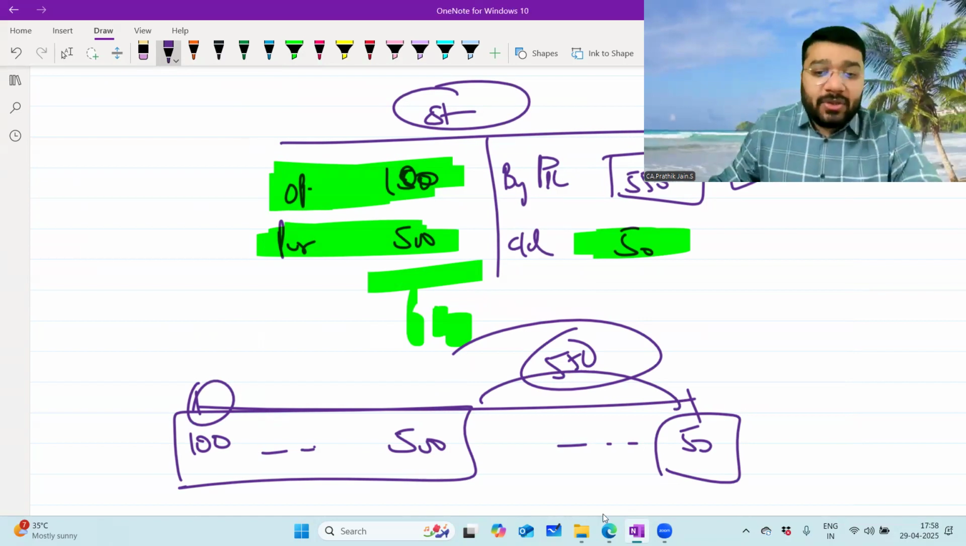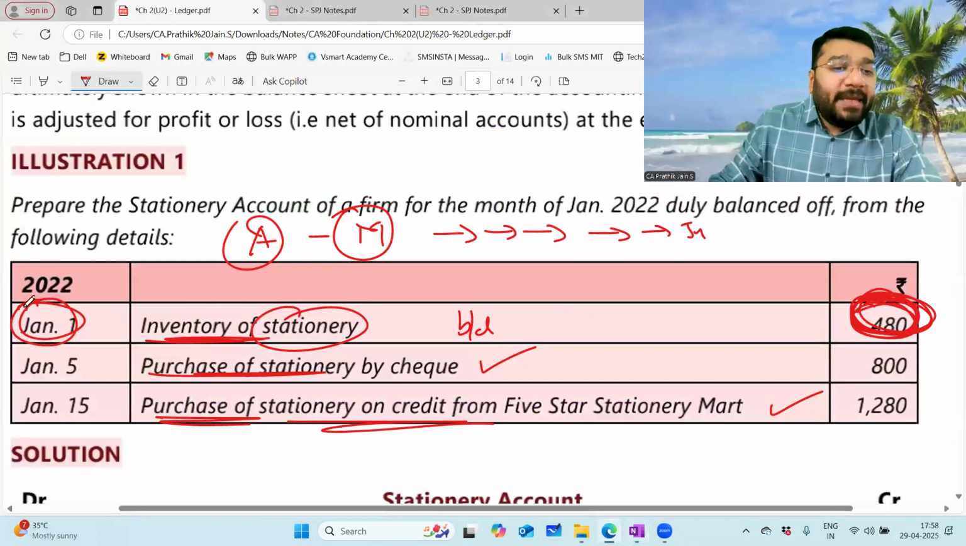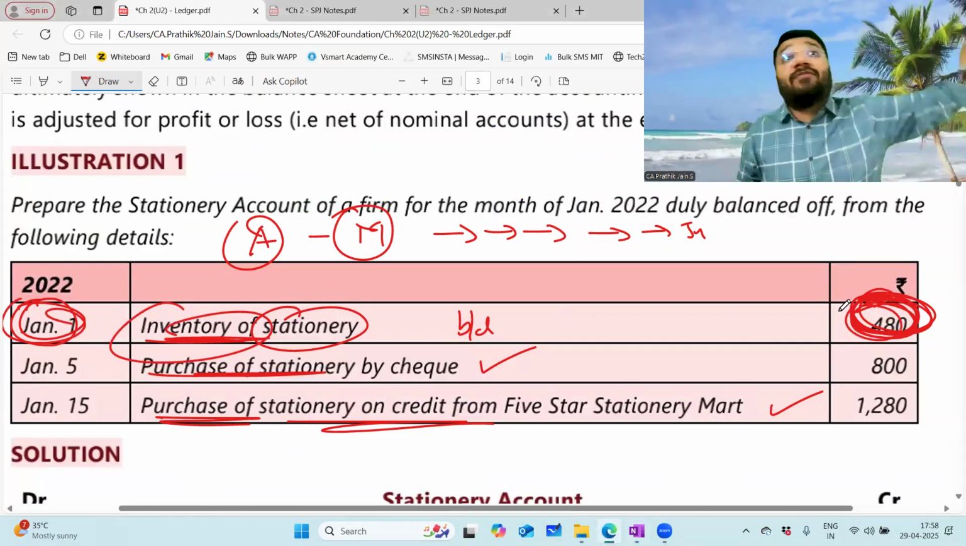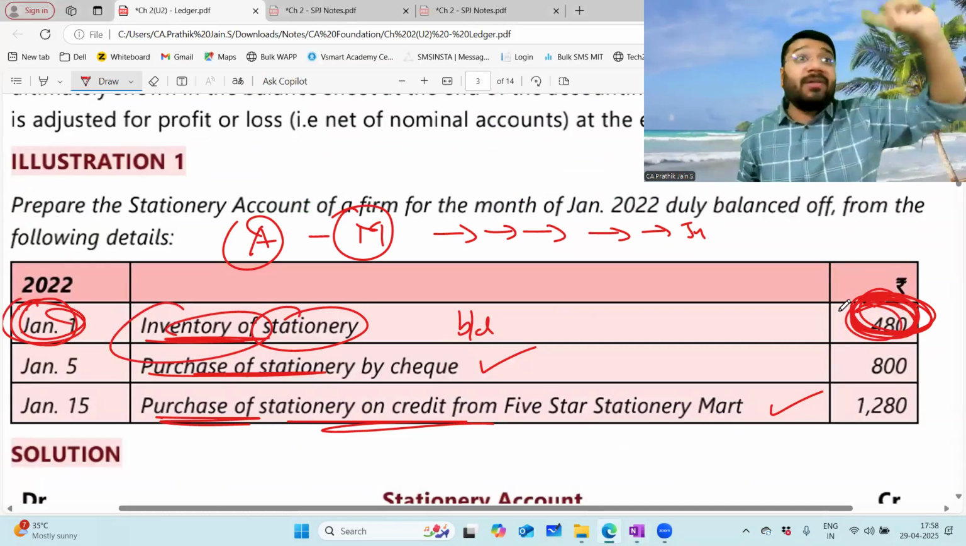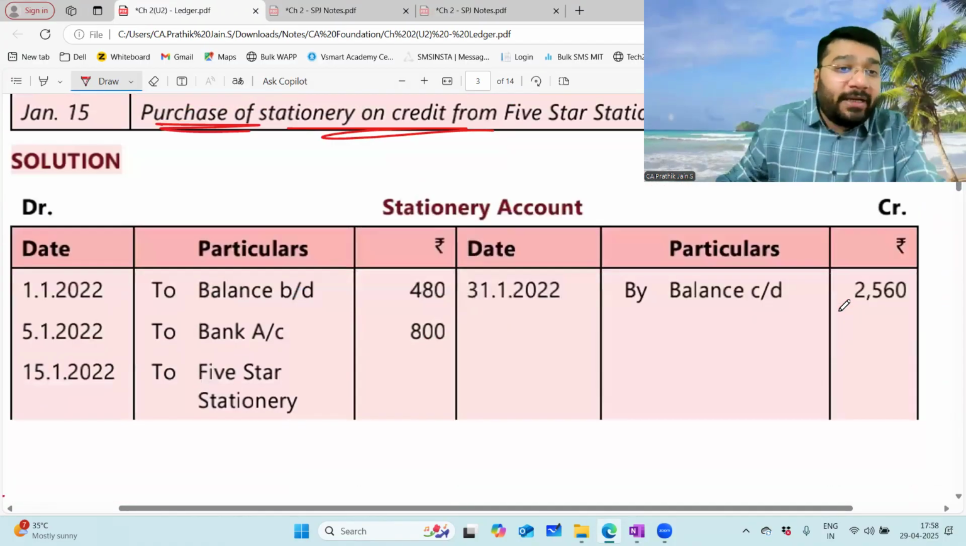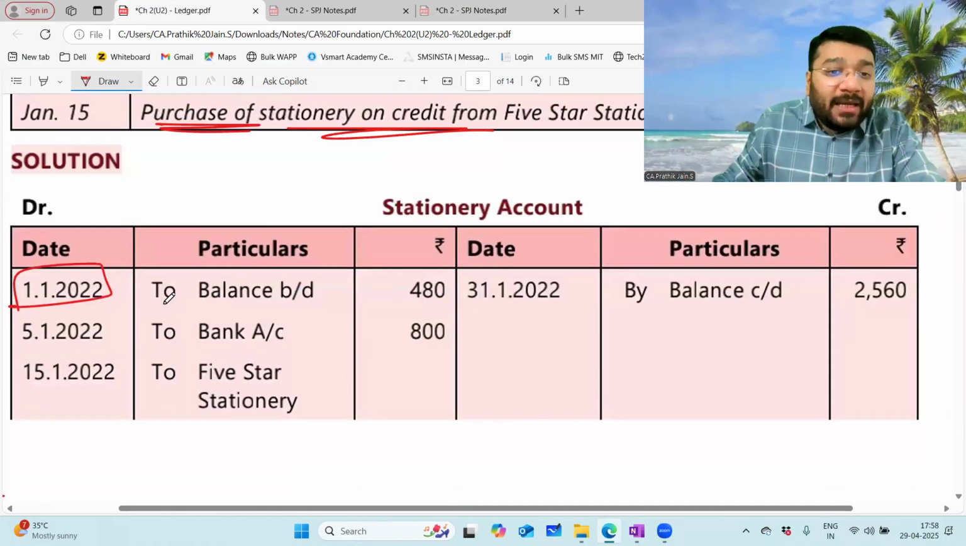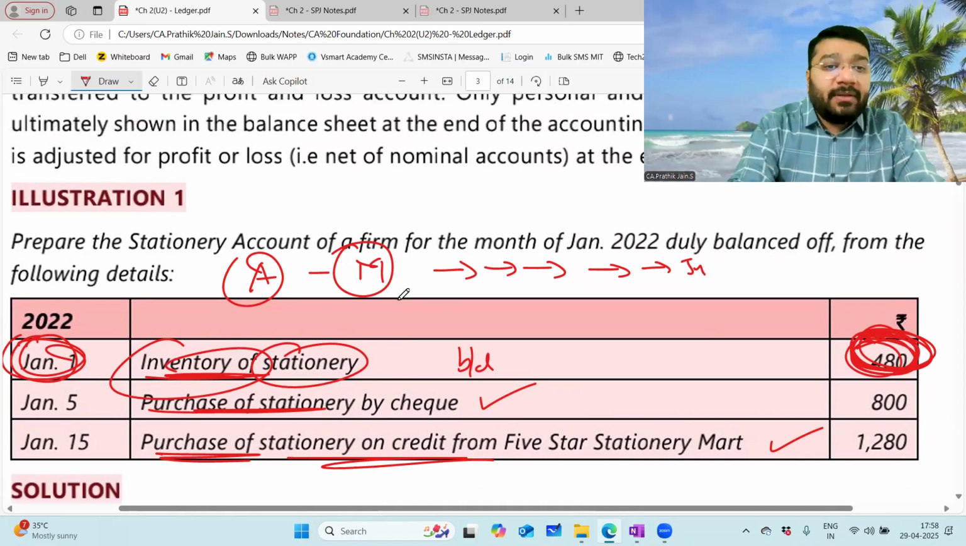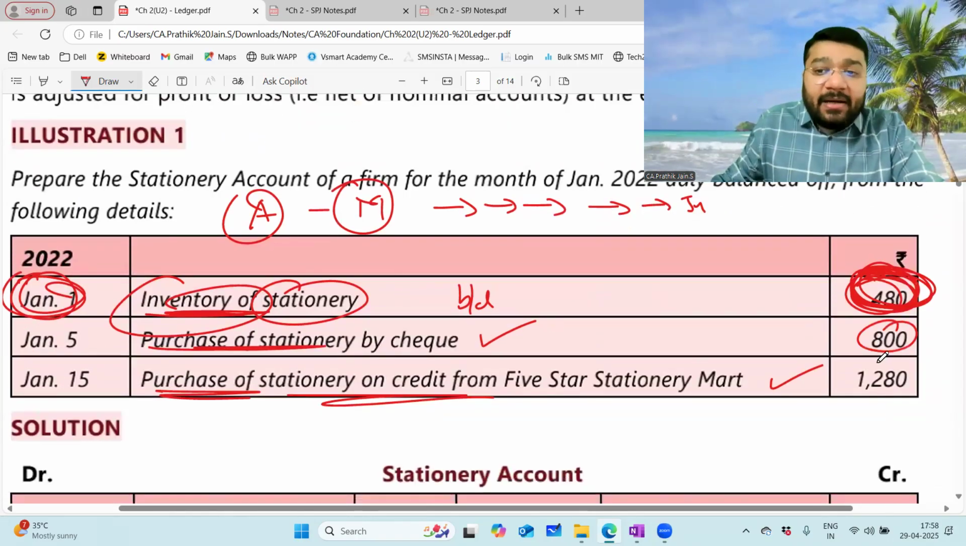This is that ledger. So now, opening inventory is how much? 480. So last year, 480 worth of inventory was purchased but not consumed in the last year. I'm hoping to consume it in the current year. So, to balance brought down 480. Then purchase in the current year 800, and the total 1280.